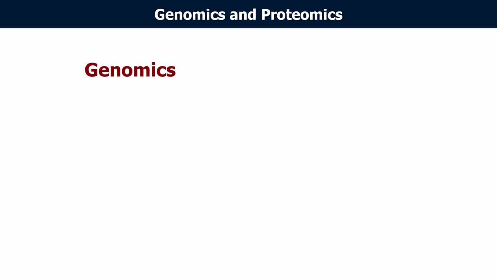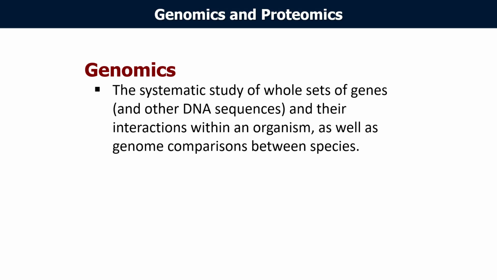The first field of biology is called genomics. So as you can see with the word gene at the beginning of that, this involves studying genes and DNA. In fact, it is the systematic study of whole sets of genes and other DNA sequences and their interactions within an organism, as well as genome comparisons between species. In other words, in the field of genomics, what we're trying to do is identify all of the genes that are present in an organism's genome.